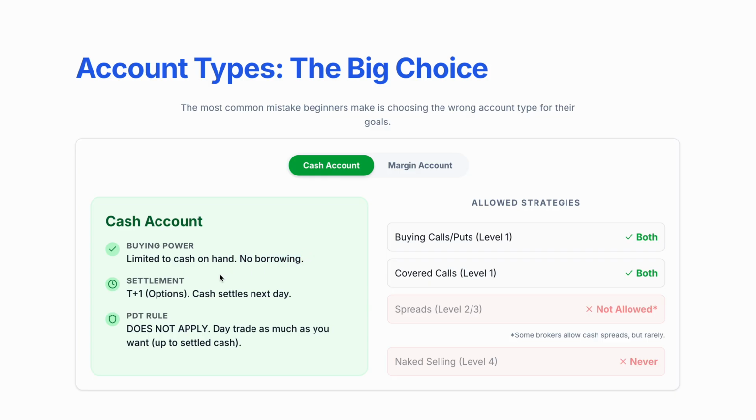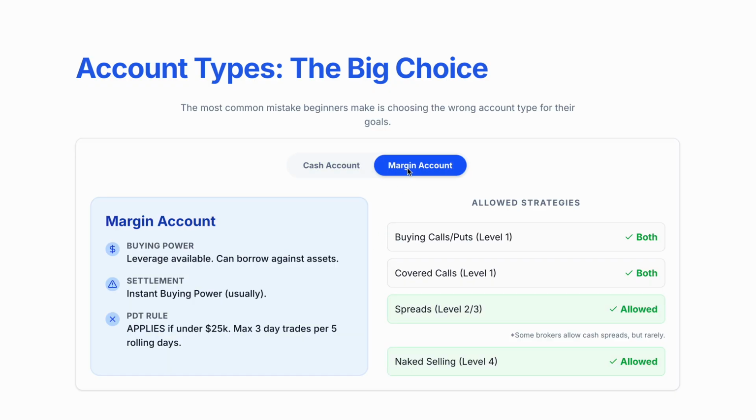You can trade options in these, but you're limited to simply buying calls and puts. You can't do any spreads. You can't do any naked selling. And in a cash account, the PDT rule does not apply. In the next slide, I'll get into what the PDT rule is. But basically, if you have 10 grand in a cash account, you can use up to 10 grand and trade as much as you want in it pretty much every single day.